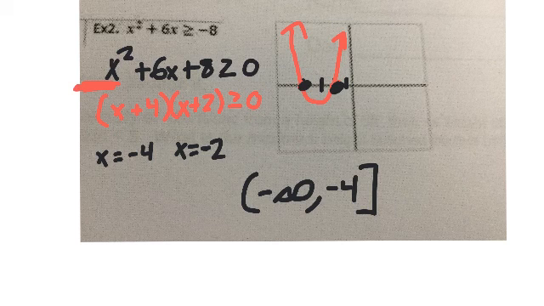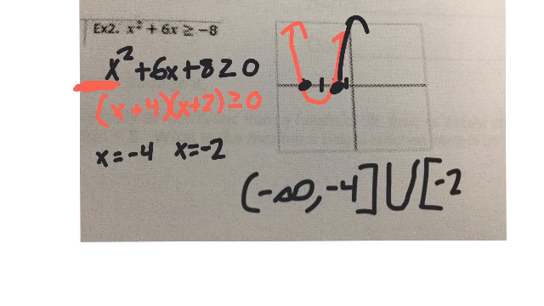And so there's another portion of the graph that is above the x-axis, so I need to put a union. It starts becoming positive again at negative 2. And again, that's included because I'm looking for where it's also equal to 0. And it stays above the x-axis the rest of the graph, so all the way to positive infinity.